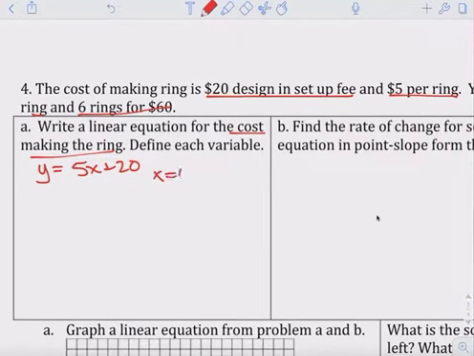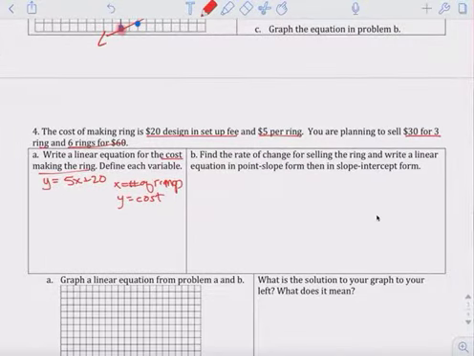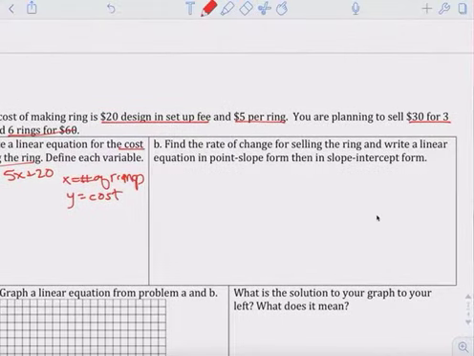So define the variable here. x is number of rings, and y is the cost of making that ring.